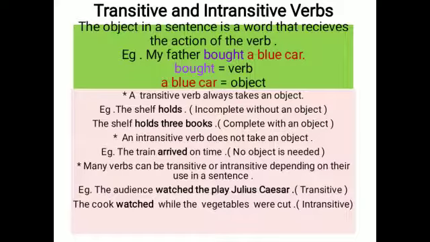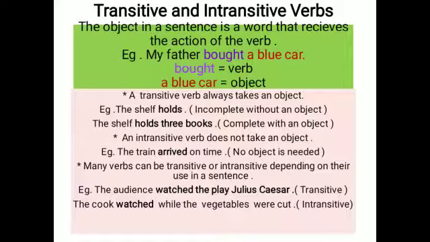For example, my father bought a blue car. So a blue car is the object, okay, and bought is a verb, that is an action word. So here, wherever the object is there, that will be the transitive verb. Let us go in detail. A transitive verb always takes an object. So whenever the verb is transitive, an object will always be there.